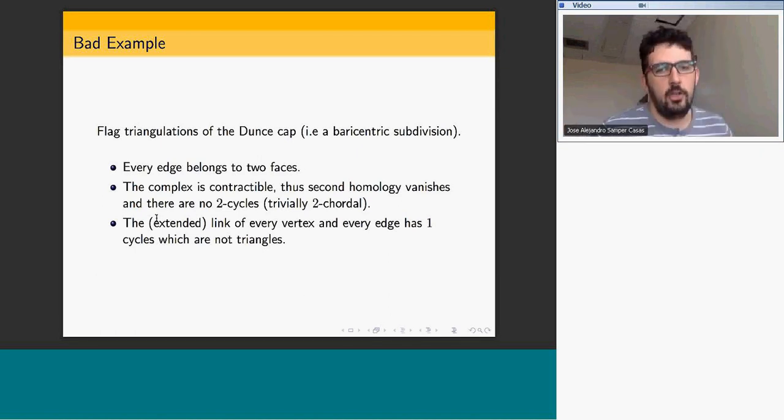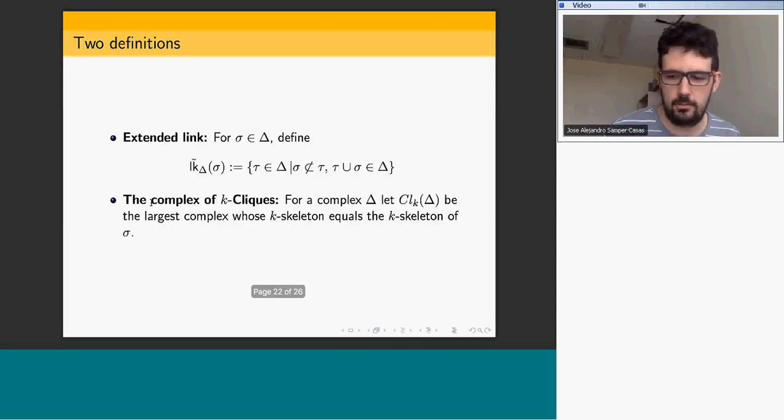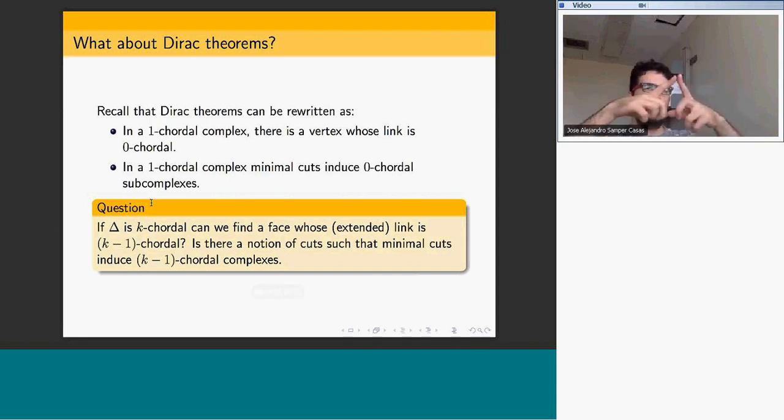The theorem. Let me just say that this notion of chordality is field dependent, and we want a combinatorial notion. It's field dependent, so you can expect that there are going to be weird things happening. And for example, the Dunce cap.